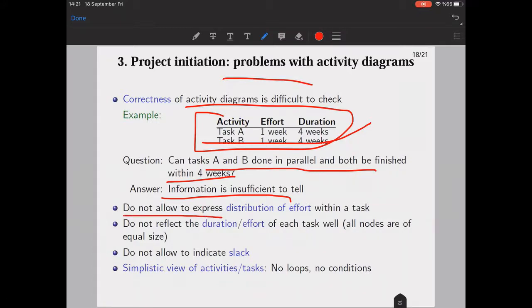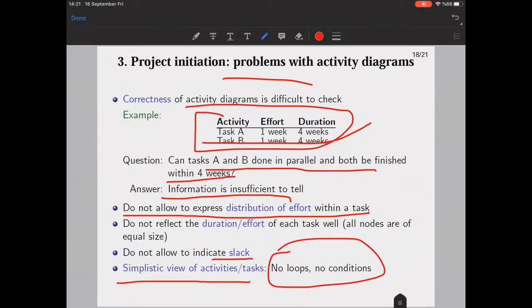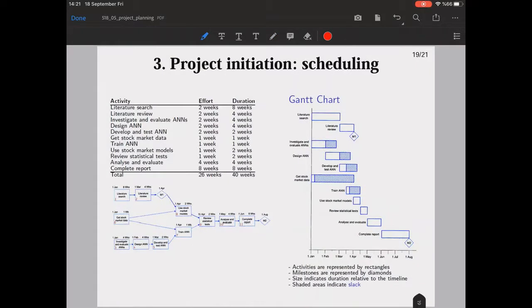They do not allow express distribution of effort within a task. They do not reflect the duration effort of each task well, because all the nodes are equal size. And the important one is they do not allow you to indicate slack, and they just have a simple view of activities and tasks. There are no loops, no conditions defined here. We can have better tools for that.